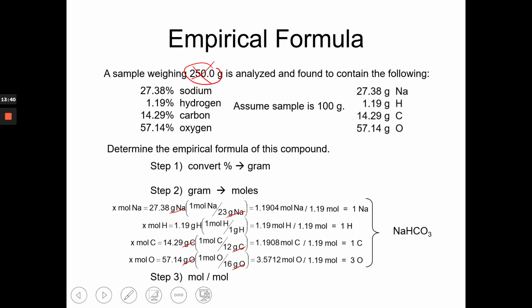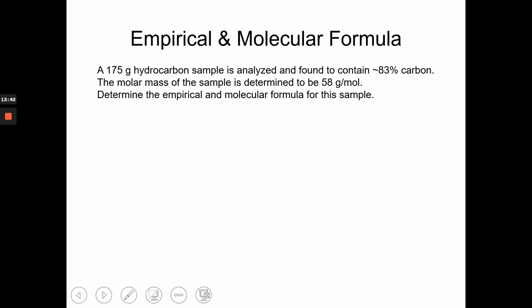All right, I'm going to throw you a little curveball on the next one. We have here, it says a 175-gram hydrocarbon is analyzed and found to contain around 83% carbon. Well, let's break this down for a second. The word hydrocarbon means that it contains only the elements hydrogen and carbon. And we're told that we have 83% carbon. Well, the rest then must be hydrogen. So even though it doesn't state it, we understand there's 17% hydrogen.